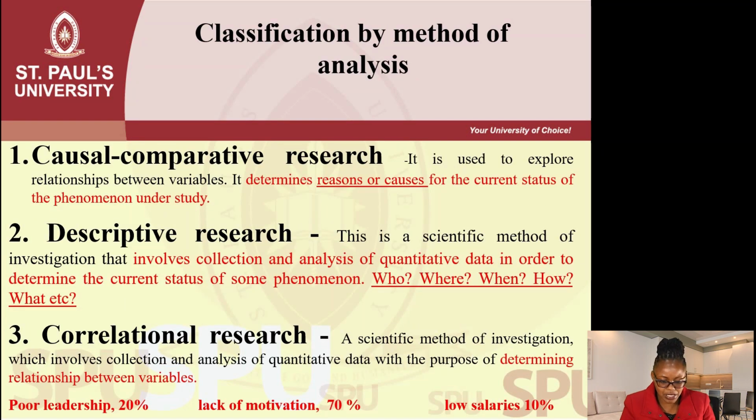So the other category is classification by method of analysis, how you actually analyze the data. And under classification by method of analysis, we are looking at the first one, which is causal comparative research. Causal comparative research. And actually, just like the name suggests, that name helps you to think about the method of analysis. So it is used to explore relationships between variables, the reasons and the causes, just like the name suggests. Causal comparative research determines the reasons or causes for the current state of the phenomena under study.